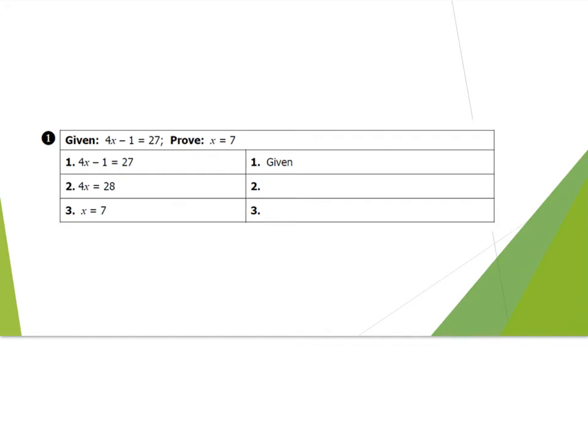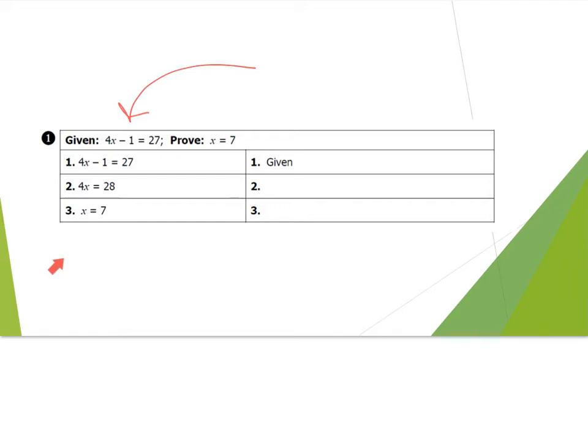So let's get started. We're given that 4x minus 1 is equal to 27, and we need to prove that x is equal to 7. So notice in statement 1, we have 4x minus 1 is equal to 27. Why is that? Oh, it was given. Take a look here. This is something they gave us.